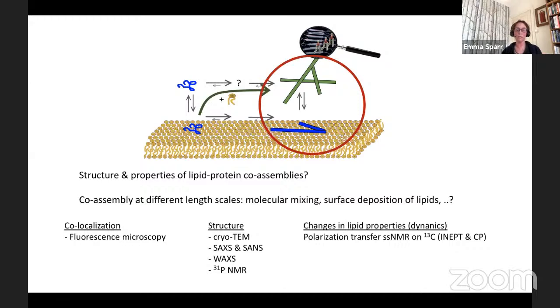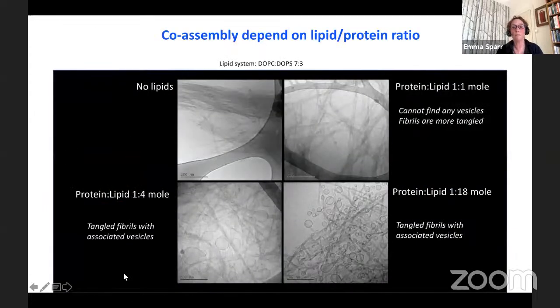But co-assembly can of course be on very different length scales. It can be just that they are co-localized, there can be molecular mixing, there could just be deposition on the surface and so on. From the fluorescence microscopy, we confirmed co-localization. Then from cryo-TEM, we can actually see that there is an effect of the aggregate on a smaller scale than what we see with fluorescence microscopy.